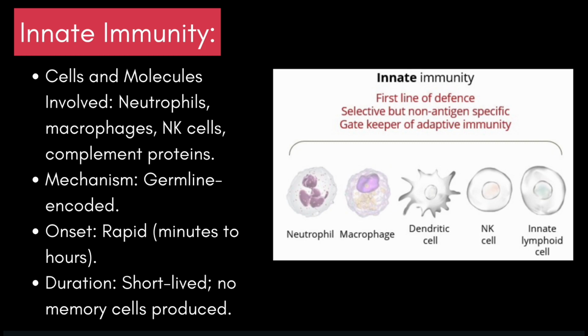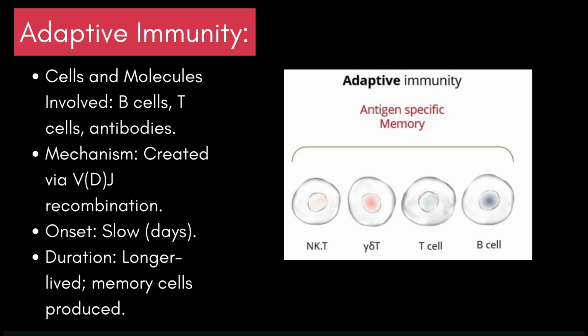Duration of innate immunity is very short-lived. No memory cells are produced. Innate immunity is the first line of defense. It's selective but non-antigen specific. Innate immunity is the gatekeeper of adaptive immunity. Let's go ahead and take a look at what adaptive immunity is.